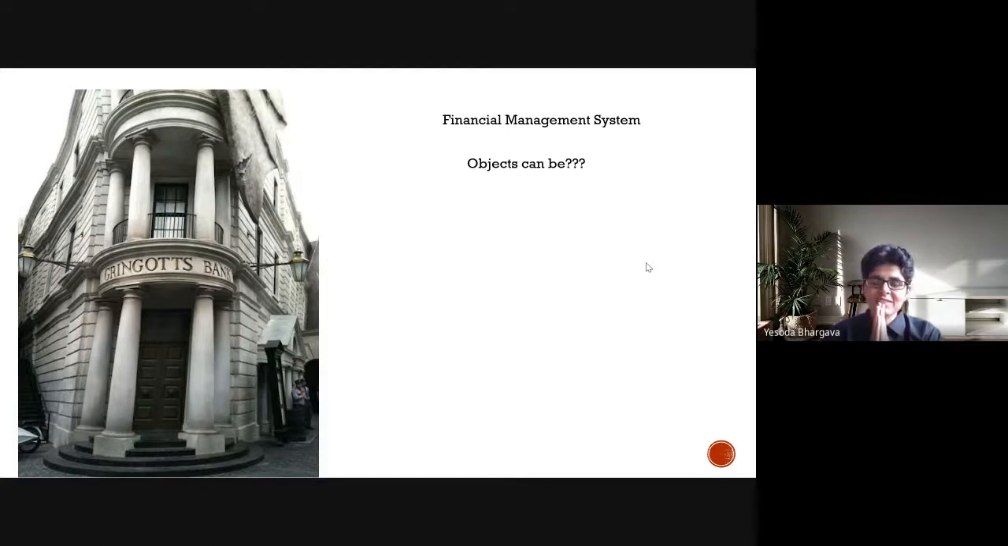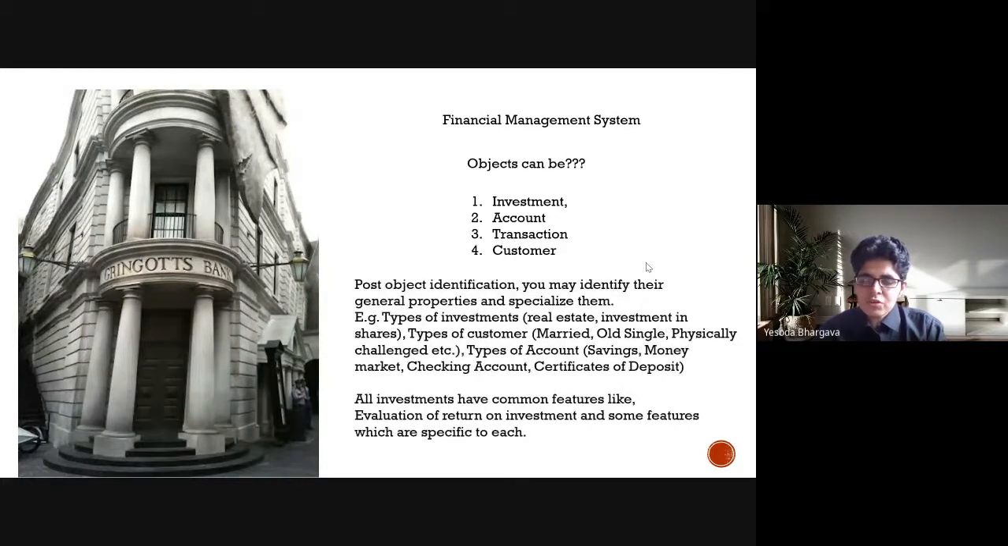Is it too difficult to identify? All right. So let's say these can be some of the objects in a financial management system. So let's say investment, account, transaction, and customer. After you have identified these objects, you can identify their general and specific properties.